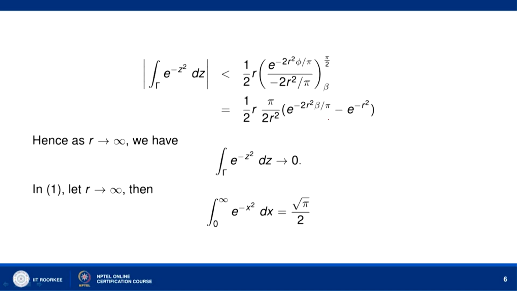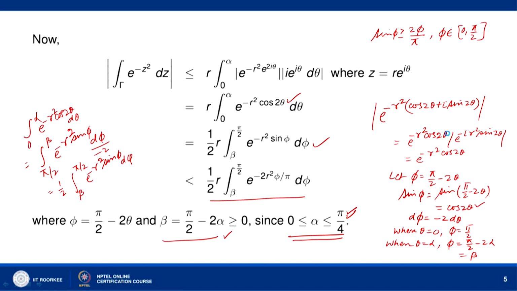Now, when r goes to infinity, what will happen here? One r will cancel, and we get pi over 4r times e to the power minus 2 r square beta divided by pi, minus e to the power minus r square. And beta, as you have seen, is greater than or equal to 0.